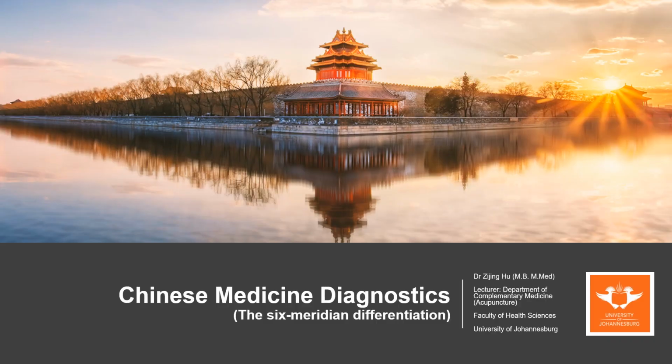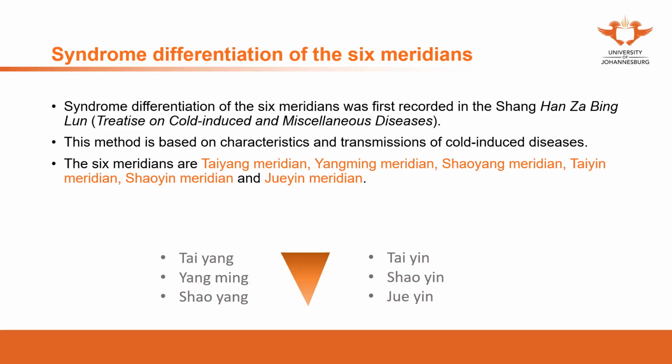Good day, class. From this video, we are going to study the six meridian differentiation. The terms "six meridian differentiation" and "six channel differentiation" are exactly the same, just from different translations. This differentiation method was first recorded in 伤寒杂病论, one of the classics. This classic was written between 159 AD and 220 AD. So that's the period of the author.